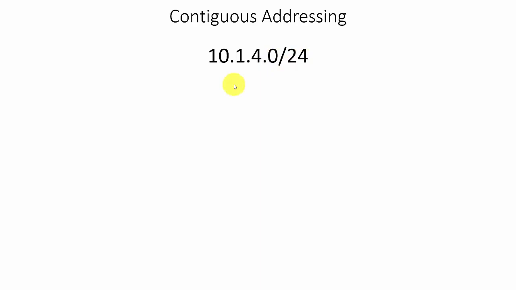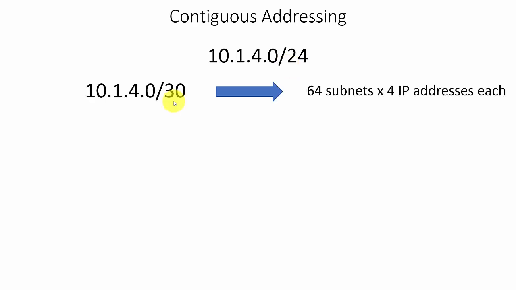10.1.4.0/24, a typical private Class A space subnetted along Class C boundaries. And we're going to use this space to create a pool of contiguous point-to-point networks. Point-to-point networks require only 2 assignable IP addresses. So we need 4 addresses total.